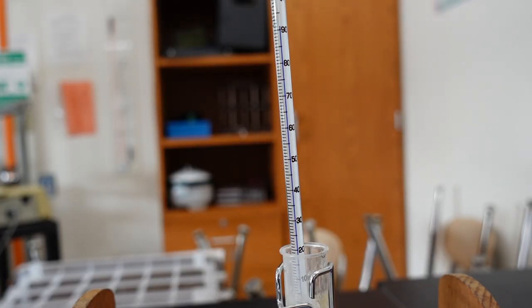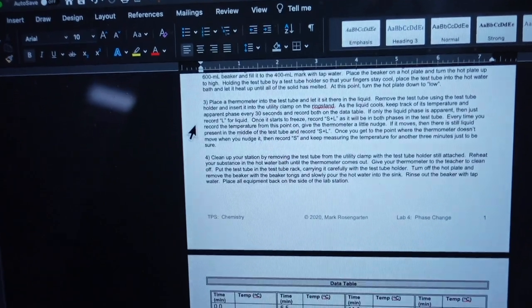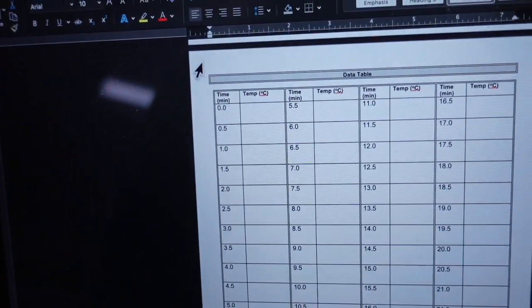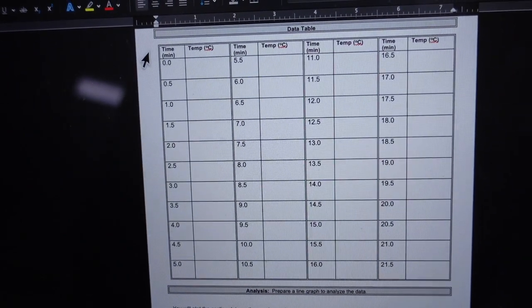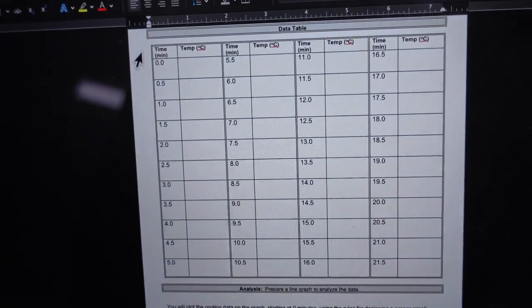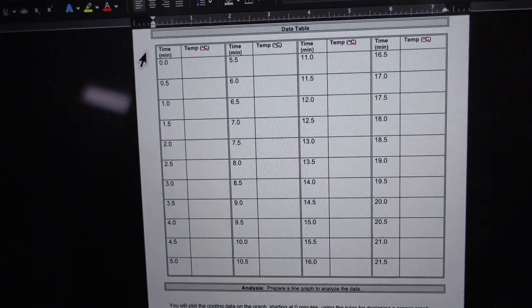Okay, now what I need you to do is record the thermometer to the nearest degree every 30 seconds. Don't worry about getting to the tenths place. Let's just get it to the nearest whole number. And where you're going to record it is in your lab on this data table here, starting with zero. Record the temperature, and then every 30 seconds until you've reached 21 and a half minutes, you'll record the temperature.